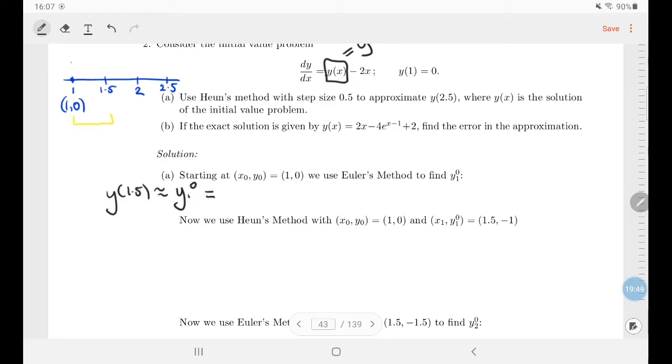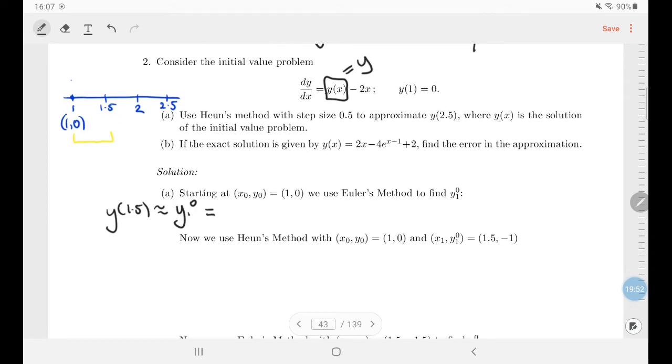At this stage you should know what Euler's method says. The next y value is the previous y value, which is 0, plus the step size, which is 0.5, times the slope at the previous point. The slope is from the differential equation, y minus 2x. The previous y is 0, minus 2 times the previous x, which is 1. If we do this properly, I think this gives us minus 1. So we get an Euler prediction, not a good one, for what's happening at 1.5. The y value is equal to minus 1.